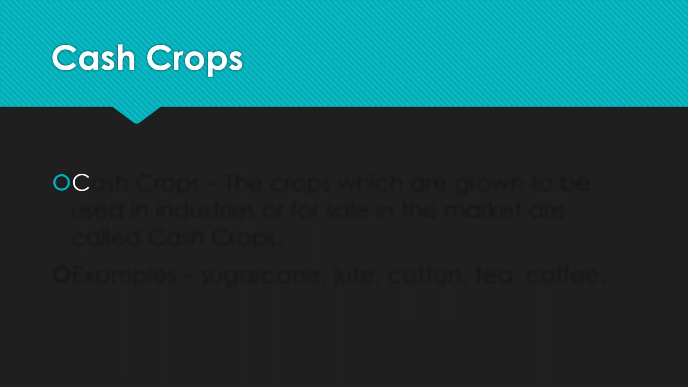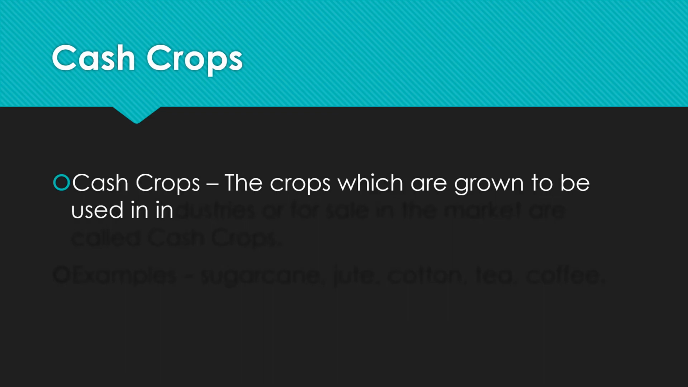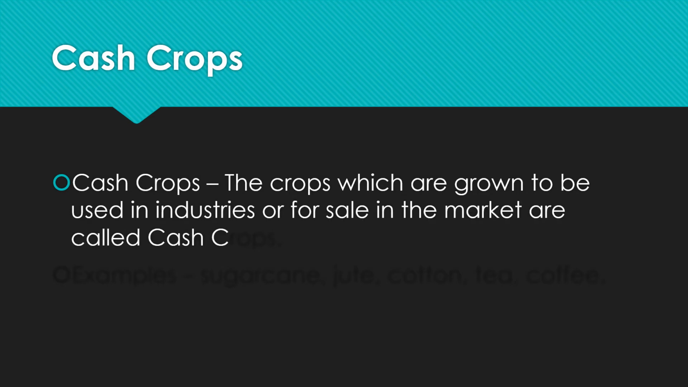Cash crops. Cash crops are the crops which are grown to be used in industries as raw materials or for sale in the market. So these cash crops are those crops which we do not consume directly. We do not eat them, but we use them as raw material to make other materials in factories and industries, or we sell them in the market. They are known as cash crops.